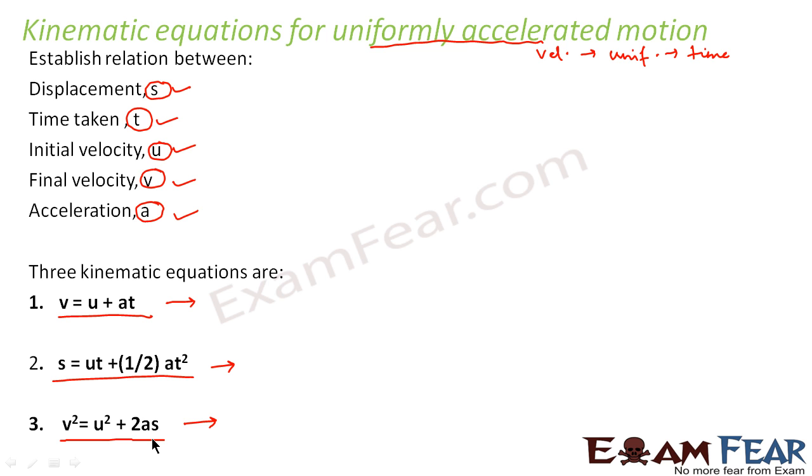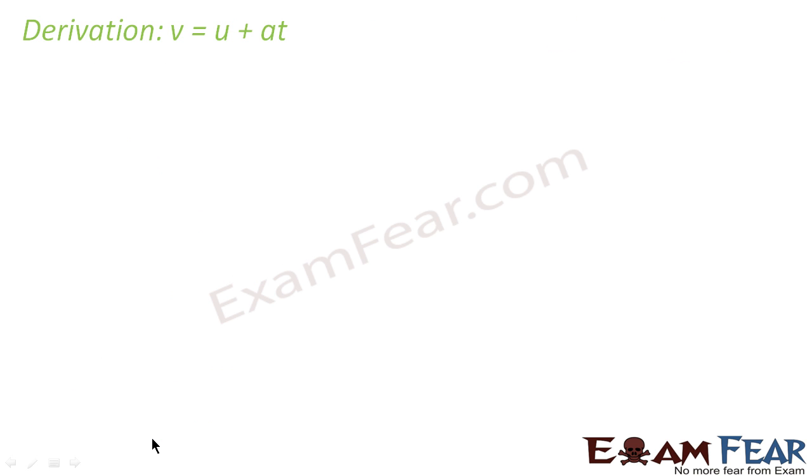We will discuss each of them in detail. We will derive each of them and we will solve a couple of problems related to them so that you get very much familiar with these equations and their applications. Let us start with the first equation, that is V is equal to U plus AT. As we have told, V is the final velocity, U is the initial velocity, A is the acceleration, and T is the time taken.